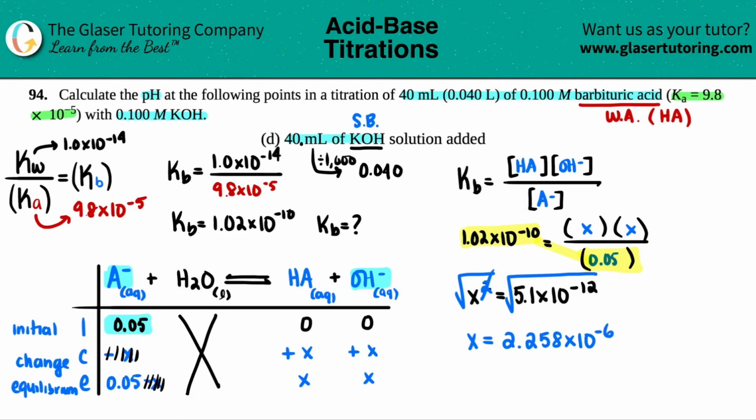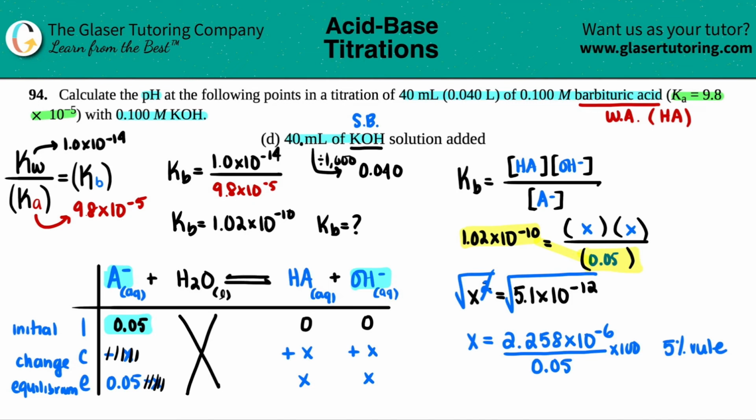Okay, now let's just do the 5% rule. That's the check to see if we can move forward with this number. What we do is we take this value and we divide it by the initial. It's always the initial. So I'm going to take that, divide it by the initial and times it by 100. If this answer is less than 5%, we can continue. But if the answer is over 5%, we can't continue and we have to go back and put that negative x in there and do the quadratic formula. So let's just check it out.